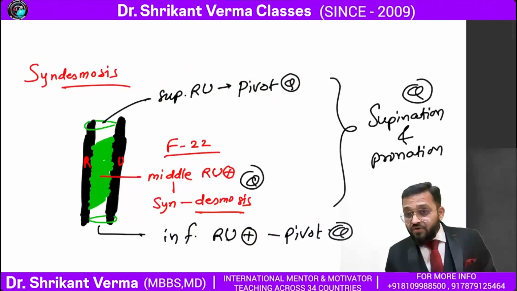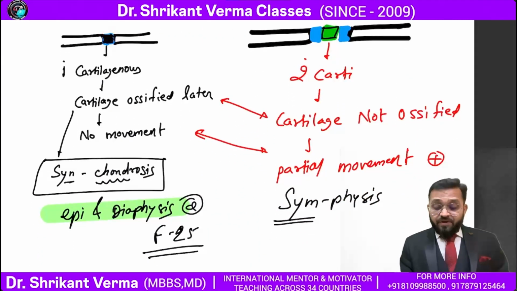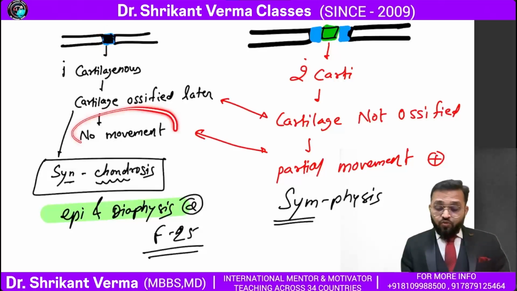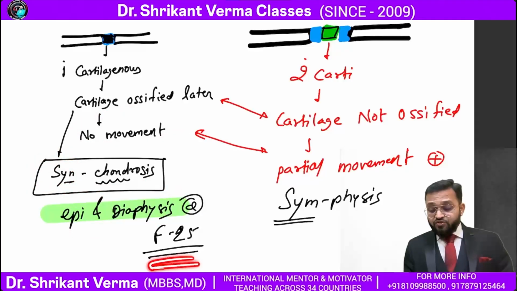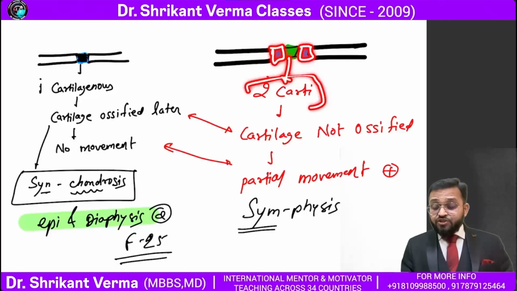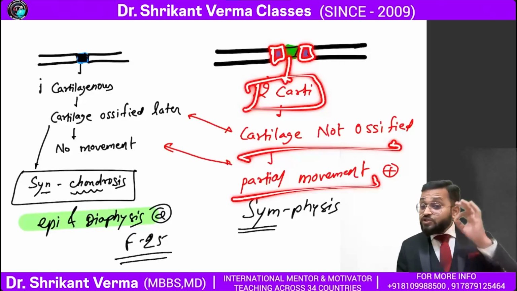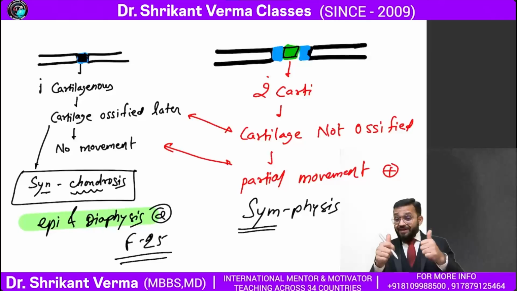Another question. Okay, now look here. The cartilage joint, the cartilage is there, but when it is completely getting ossified, this is the primary cartilaginous. Yes, no movement is possible. This is synchondrosis between the epiphysis and diaphysis. FMG 2025 question. Okay, while the secondary cartilaginous is between the two cartilages. Yes, there is the fibrous connective tissue, so it is not getting ossified. Yes, sir. Partial movement is possible. So this is the symphysis joint. Are you getting? This is the symphysis joint, like the pubic symphysis.